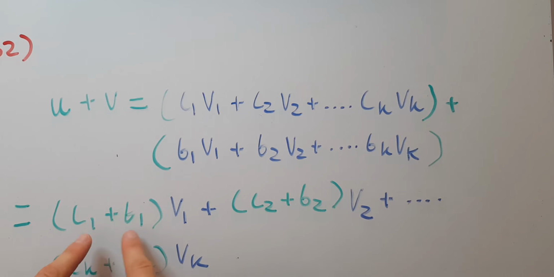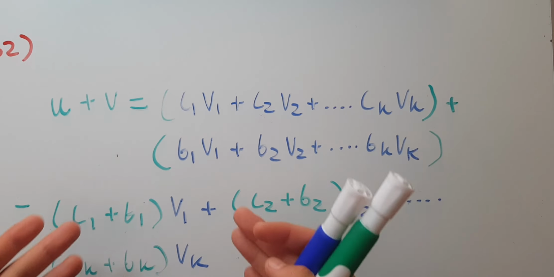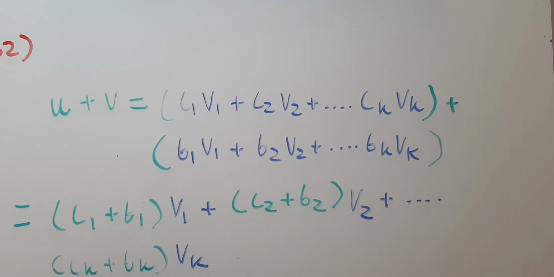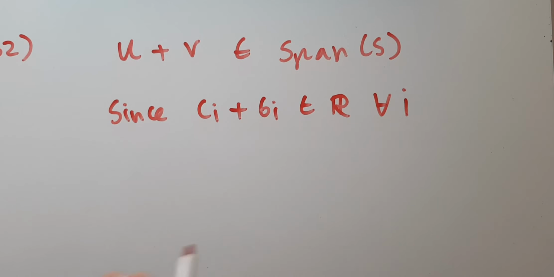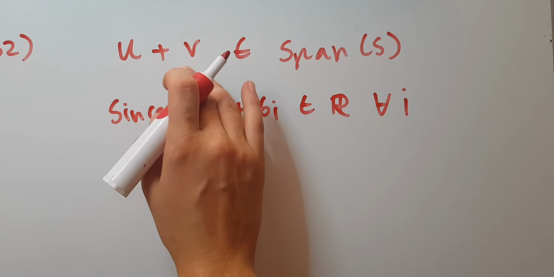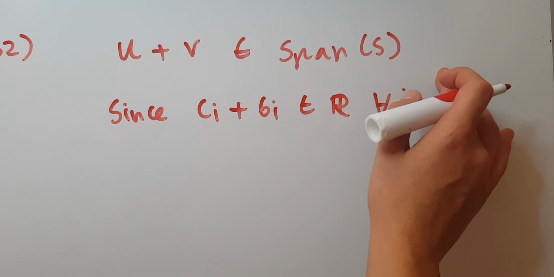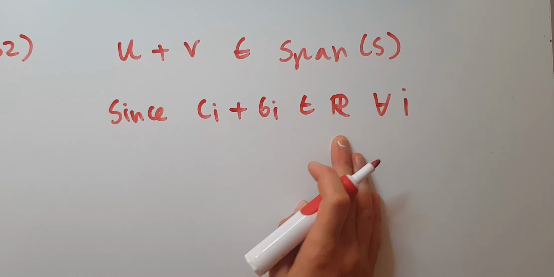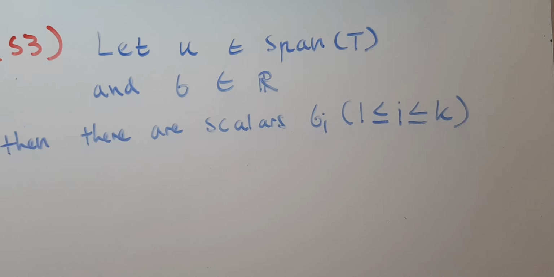So as we can see, adding two scalars will give a scalar. So adding this, the second law of a subspace holds. Make sure to conclude. So u plus v are an element of span S, since our scalars are an element of real numbers for all i.